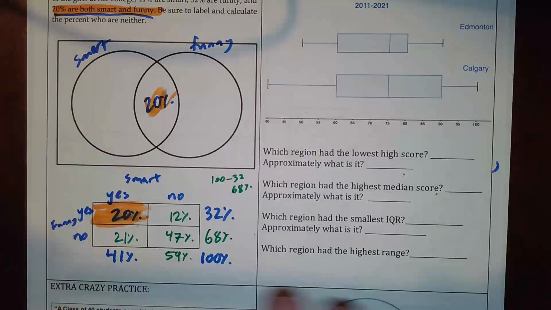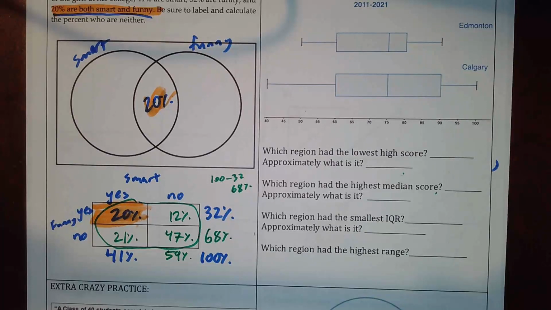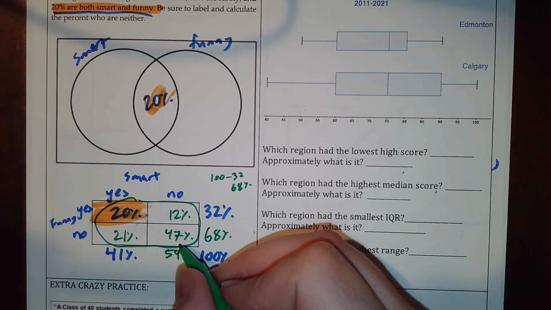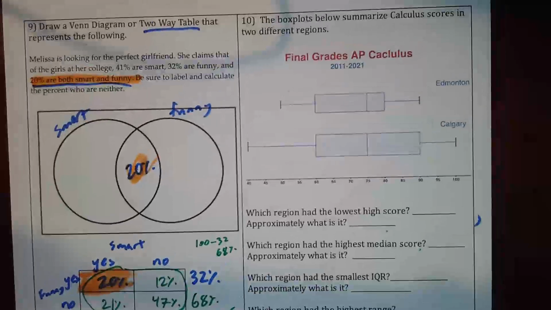So that calculates every single person. A great way to check if we did this correctly is to make sure that everything in here adds up to 100%. 20 plus 21 plus 12 plus 47. The answer is 100. So that checks off. Okay, let's move on to number 10.